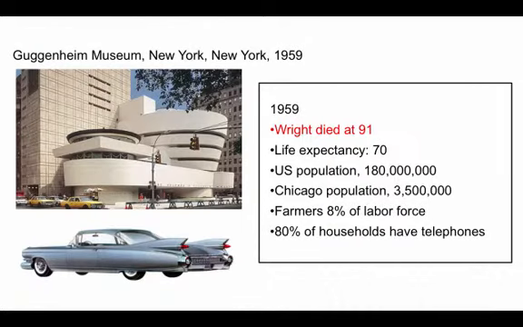And then the year Frank Lloyd Wright died. Life expectancy had moved up to 70, but he was 91. Population 180 million. A little more than half what it is today. Very few farmers. Almost everybody has a telephone. This is what a car looks like. So that's what Frank Lloyd Wright lived through.